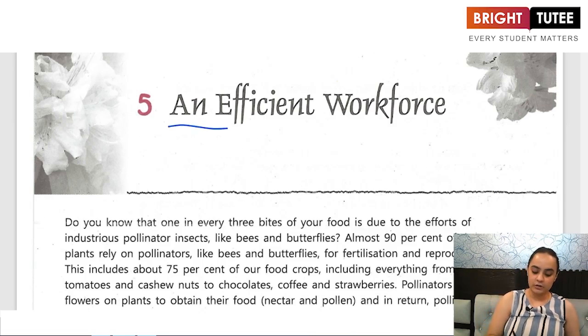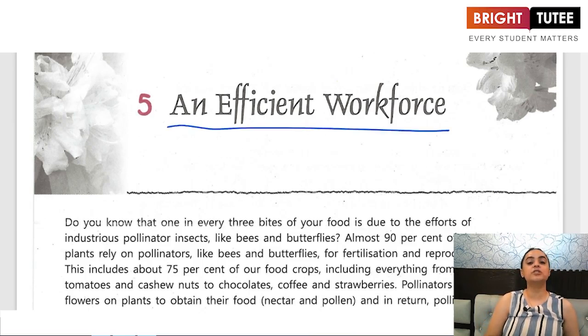So the title of the passage is An Efficient Workforce. So we are talking about somebody who's very efficient when it comes to working. Let us see whom we are talking about in this passage.